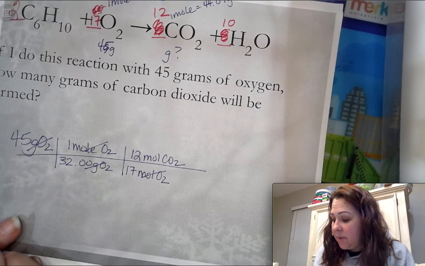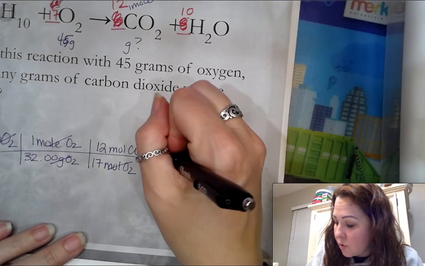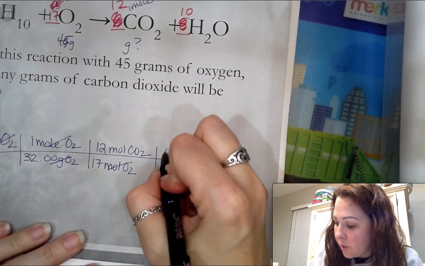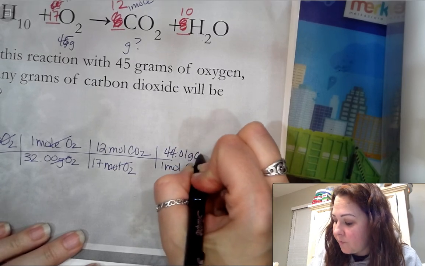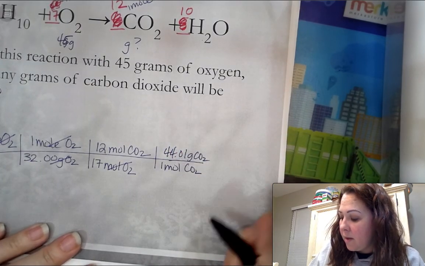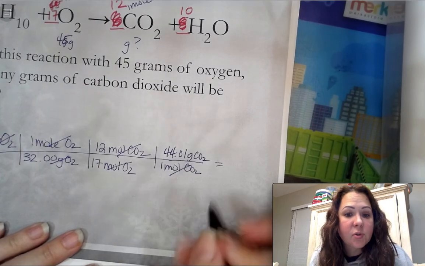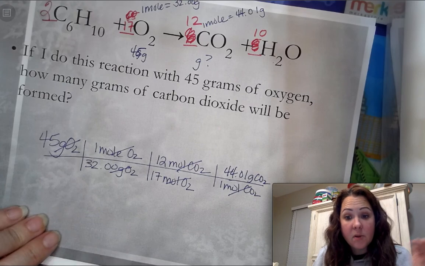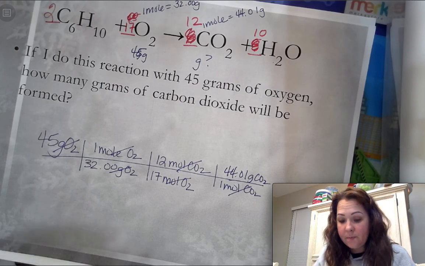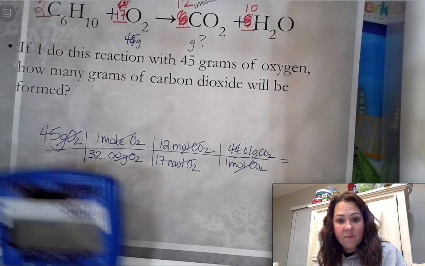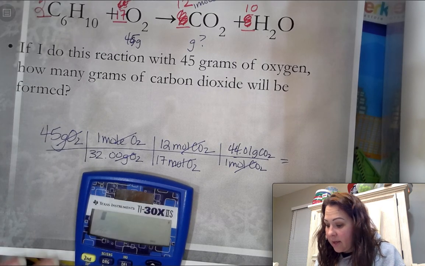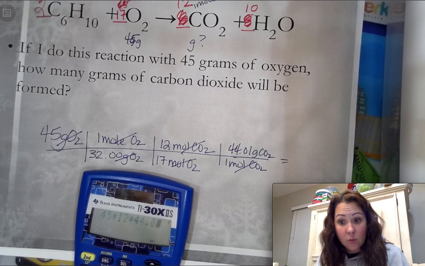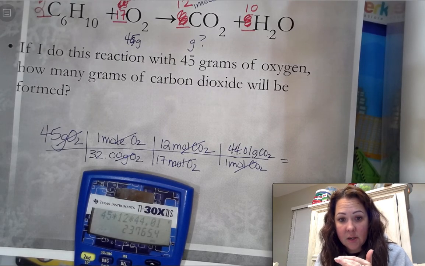Now in the last step, I'm going to take my moles and turn it into grams. So 1 mole of CO2 has a mass of 44.01 grams of CO2. That's the mass of 1 mole. That got rid of moles and turned it into grams, which is what the question asks for. Now in my calculator, I'm going to multiply all the way across the top first: 45 times 12 times 44.01. I'm going to hit equals. So that's the answer across the top.